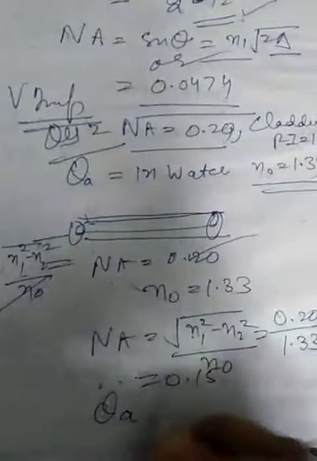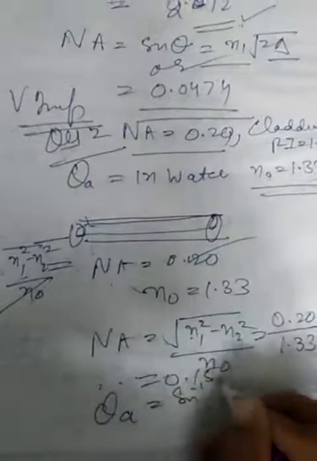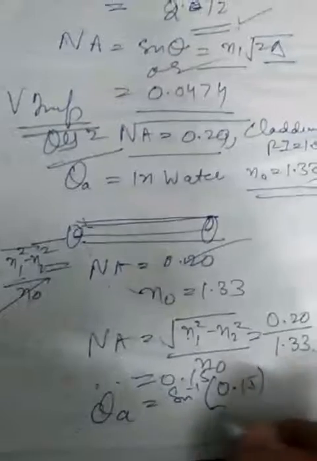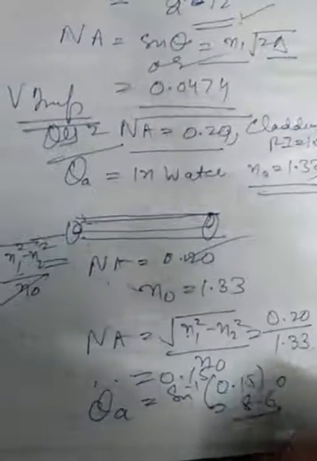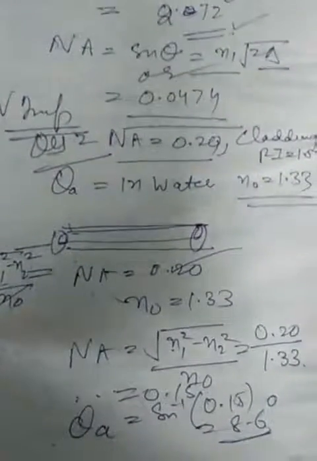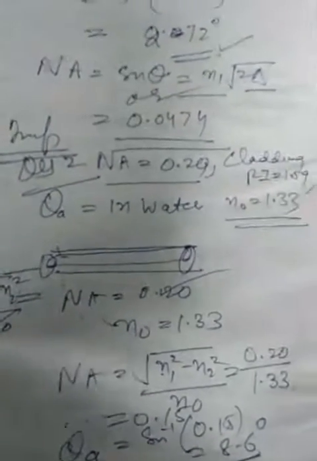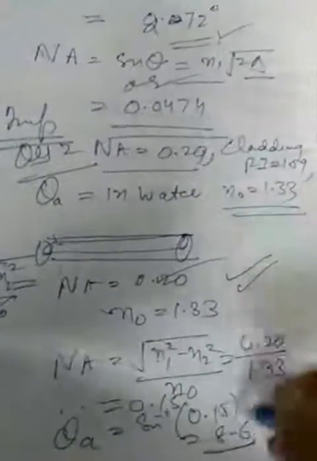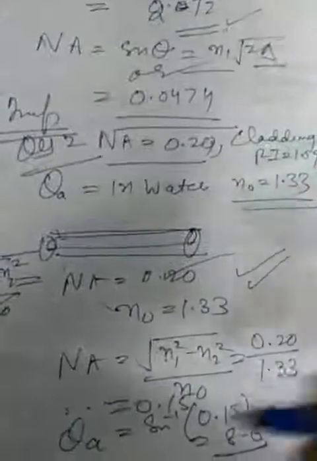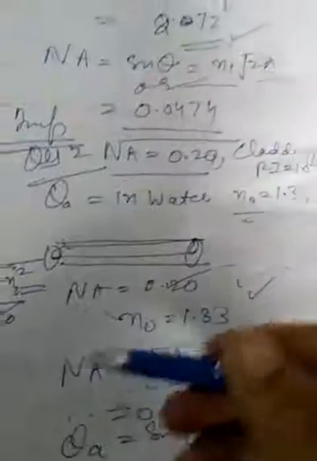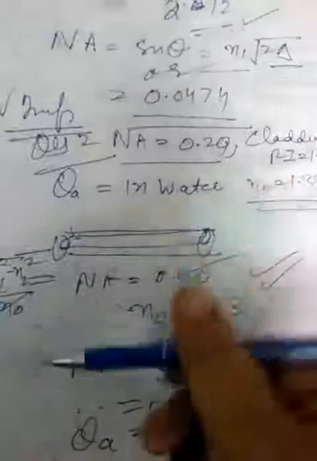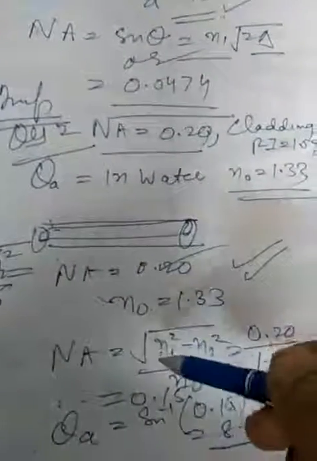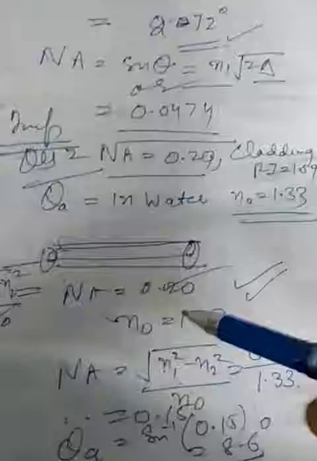And since we have to calculate the acceptance angle, sine inverse 0.15 is equal to 8.6 degree. So that is the value which you are going to take out. This is the most important question which many times used to come in the paper, because students cannot apply which formula and why to take this value of n0 over here. According to the question the fiber has been placed in water, so that's why this calculation has to be taken care of.